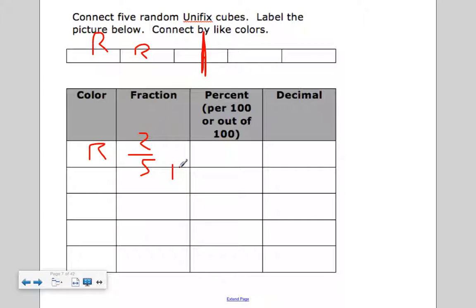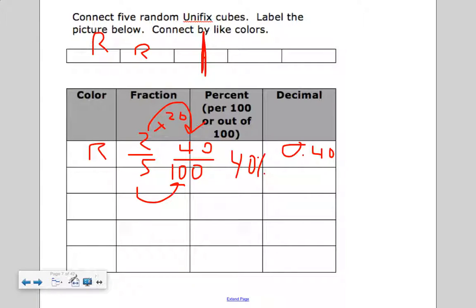So instead of guessing, let's use the mathematics on this. What's the percent again? Per 100, out of 100. So I'm going to build it to 100. What scale factor do I multiply by? By 20. So I'm multiplying by the scale factor of 20. So it's 40 hundredths. How do you write 40 hundredths as a decimal? 0.40. What percent is 40 hundredths? 40%, because a percent is anything per 100. So it is true. It's a little less than half.